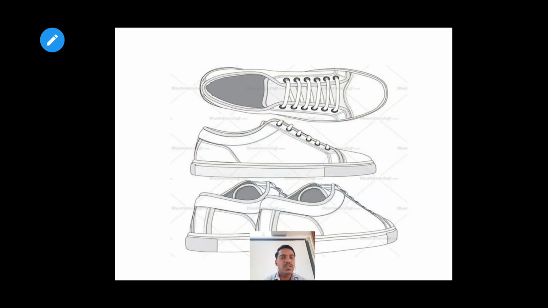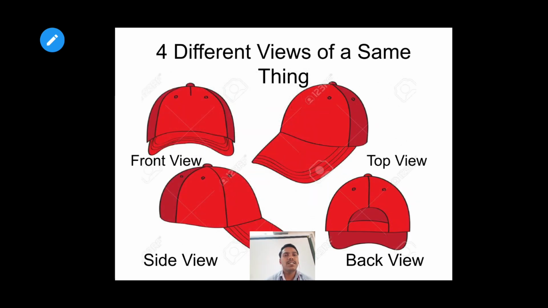This is a shoe. Correct? When we see the shoe from up to down, we see the top view. When we see from any one side, left or right, we get a side view. And when we see the shoe from the back side, we get a back view. Correct? Are you getting me? Let's move to the next.